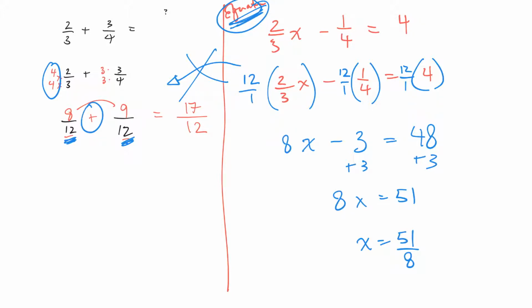Anyway, the rule is if you multiply everything by the same term, it doesn't change the equation. Okay, and if you multiply by the right term, you get rid of all the fractions. So now I have no fractions. I can just simply solve that linear equation.